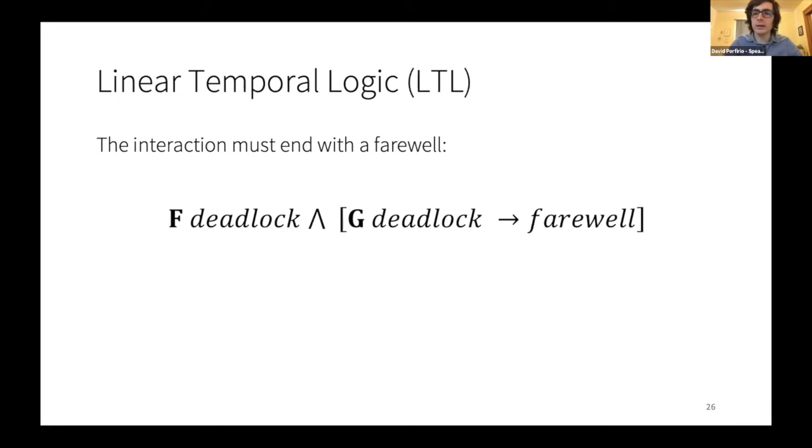So what we do then is we express norms in what's called linear temporal logic, or LTL for short. LTL is just a representation that enables computational analysis of a program. So an example formulation of the property, the interaction must end with a farewell, we can formulate in LTL as the following. Starting at the beginning of the interaction program, at some future point of executing the program, the interaction must end. And at any point when it ends, the robot must be saying farewell.